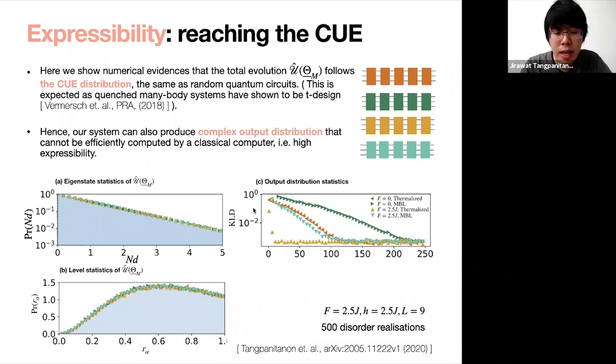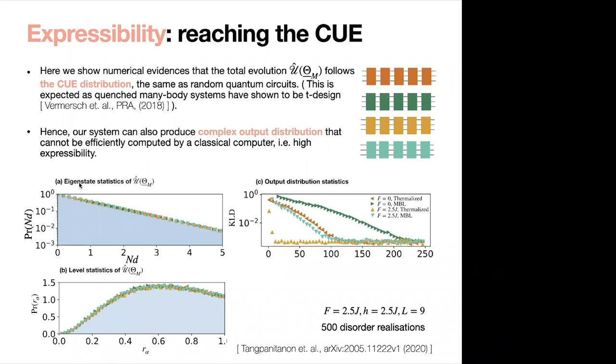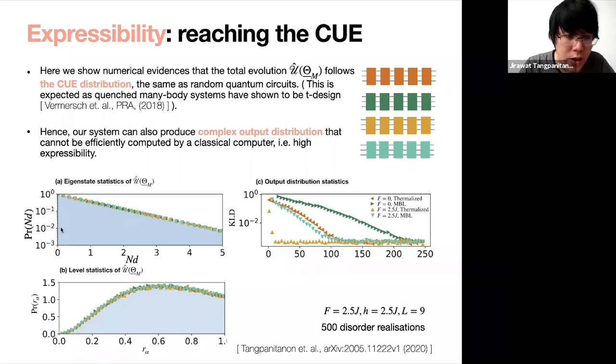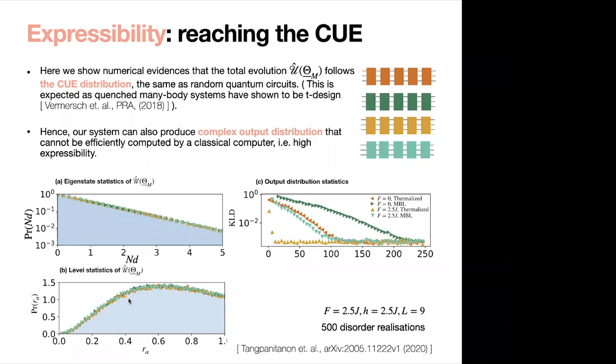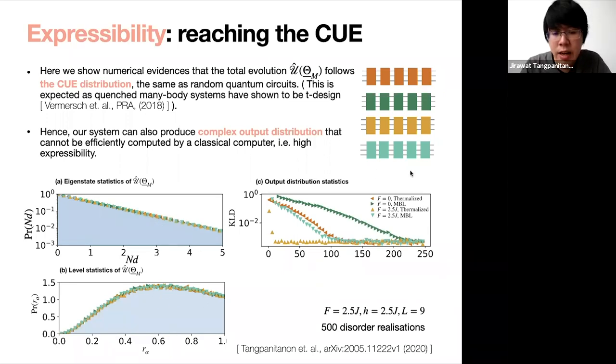And these three graphs here are just the evidence of the CUE. Okay? So on the upper left is the statistic of the eigenstate defined as before. The blue area is what is predicted from the CUE. So you can see that they fit quite nicely. And the bottom one is the level statistic. Again, it fits nicely. And on the right-hand side is the distance from the Porter-Thomas distribution as a function of, oh sorry, I missed the X label, the number of driving cycles. So you can see that for a driven thermalized system, it goes to Porter-Thomas very quickly, as we expected.